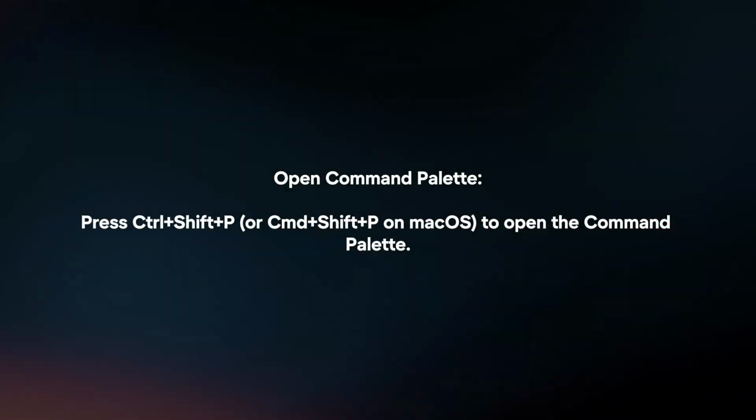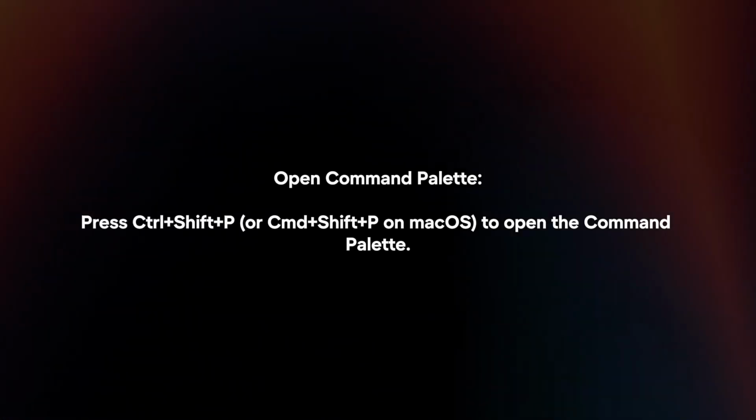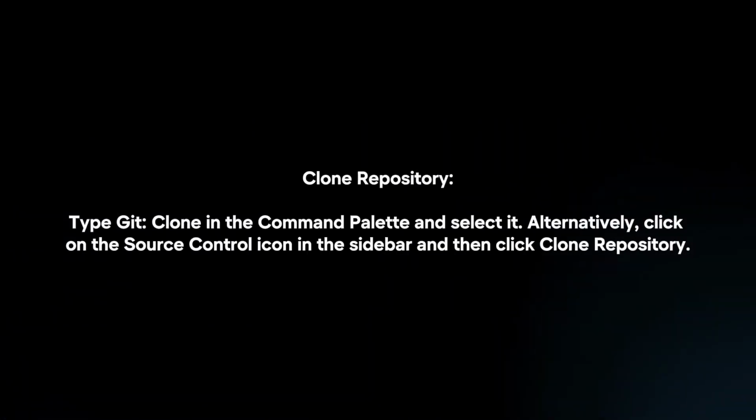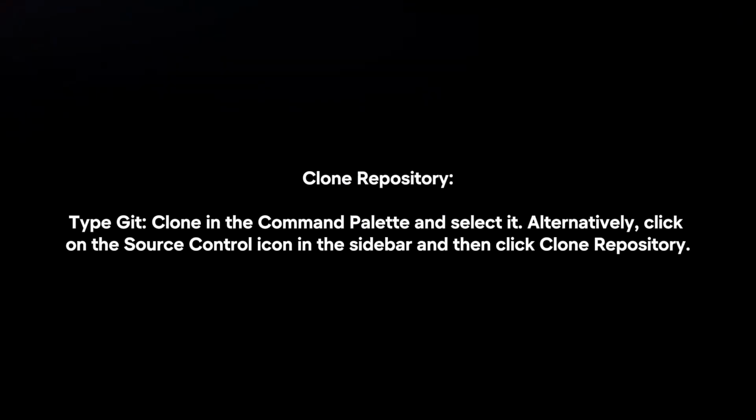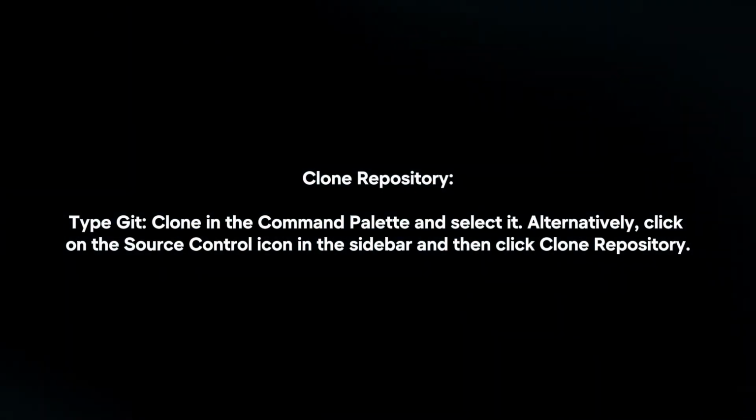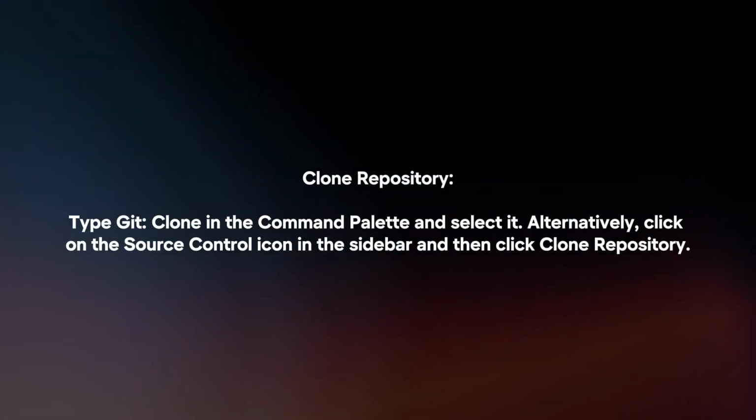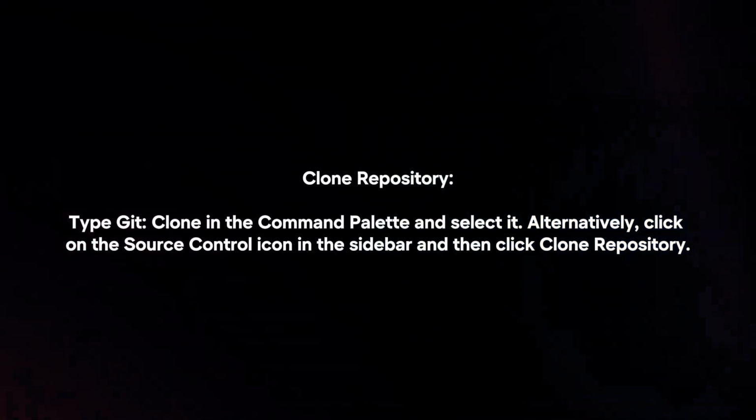Open VS Code. Launch Visual Studio Code. Open Command Palette. Press Ctrl+Shift+P to open the command palette. Clone repository. Type git clone in the command palette and select it. Alternatively, click on the source control icon in the sidebar and then click Clone Repository.